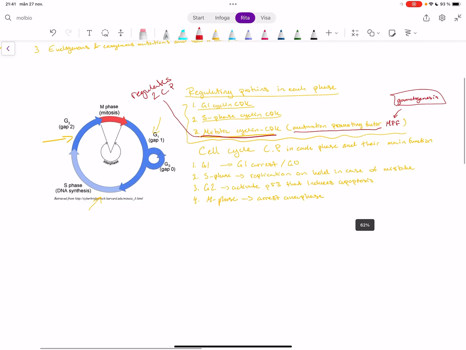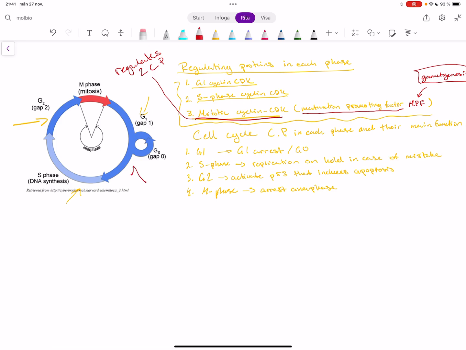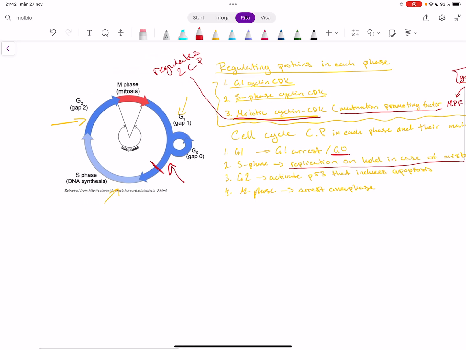Okay. So what happens if the cell fails one of these checkpoints? In G1 phase, if the cell fails the G1 checkpoint, then the cell will go into arrest in the G1 phase, or it will be sent back to G0 phase, where it will not divide but just heal. In S phase, if the cell fails the S phase checkpoint, then replication will be put on hold in case there's a mistake, by a cascade of signaling events until the problem is solved.